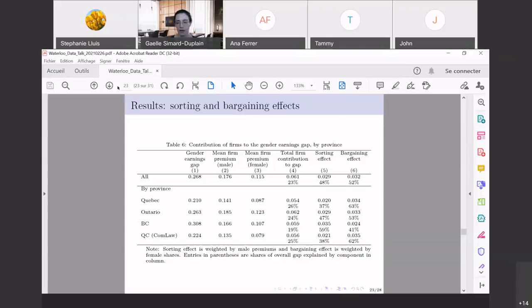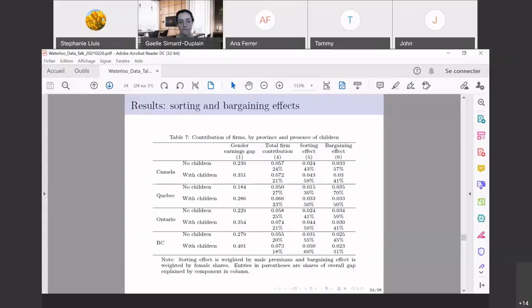I think I only have 5 minutes left, so I'll move on to the next slide, because it gives us another bit of insight into the numbers that I've shown you. This is essentially a similar table to what I've shown you so far. I've just gotten rid of columns 2 and 3 for space considerations. So you have here the gender earnings gap, then skipping straight to the total firm contribution, and then the sorting and the bargaining effects.